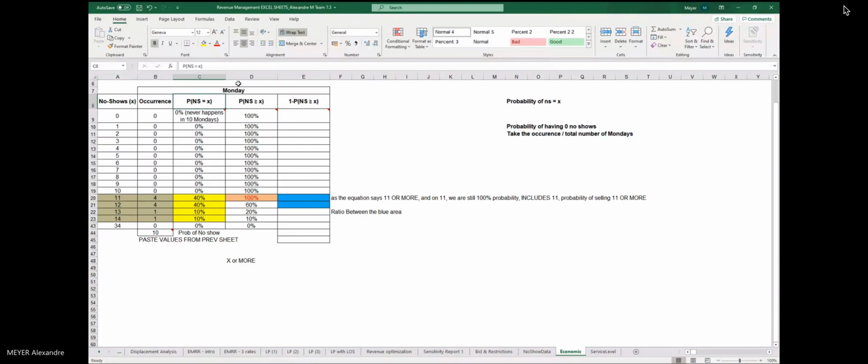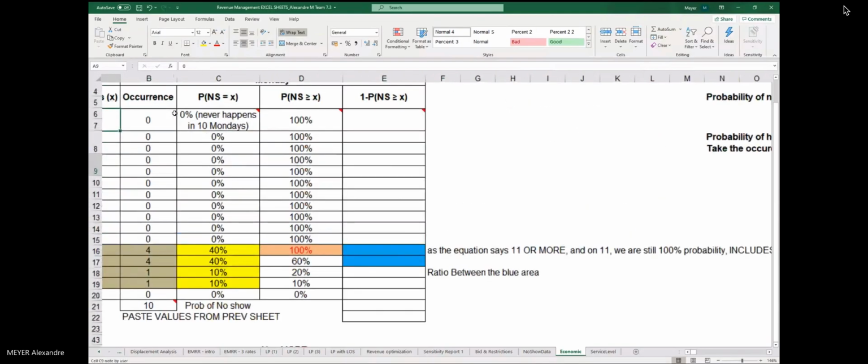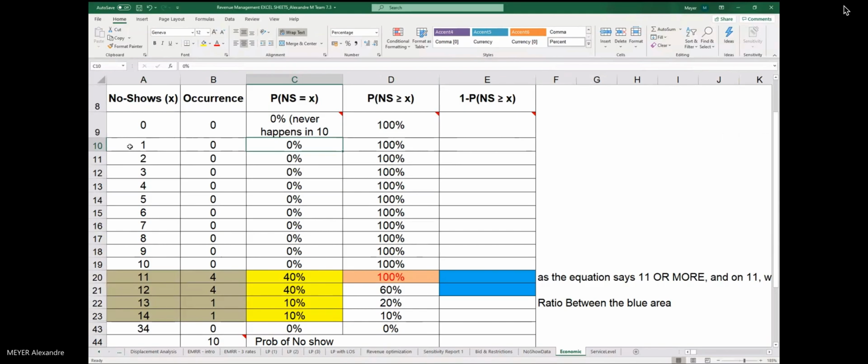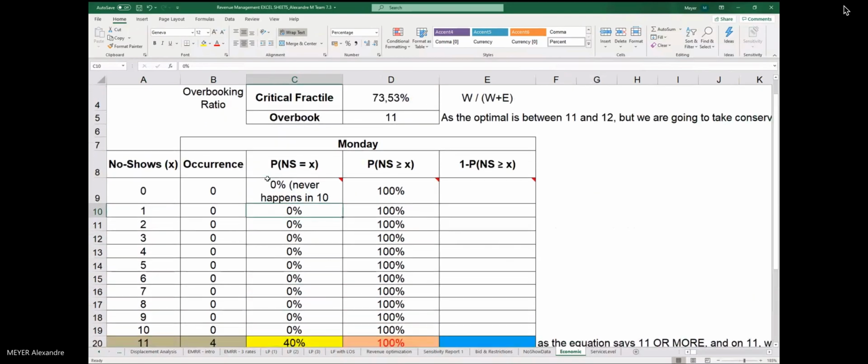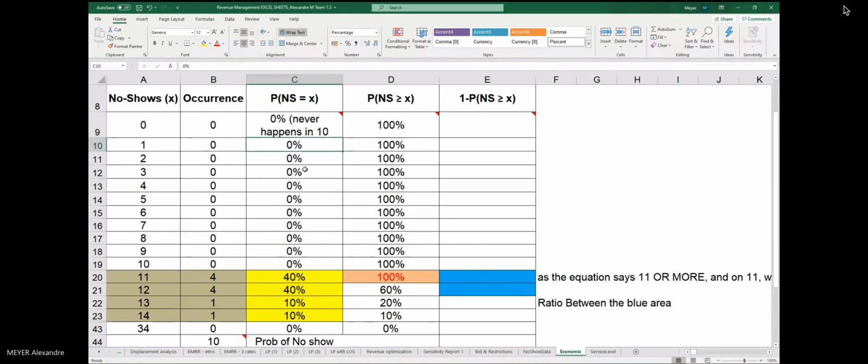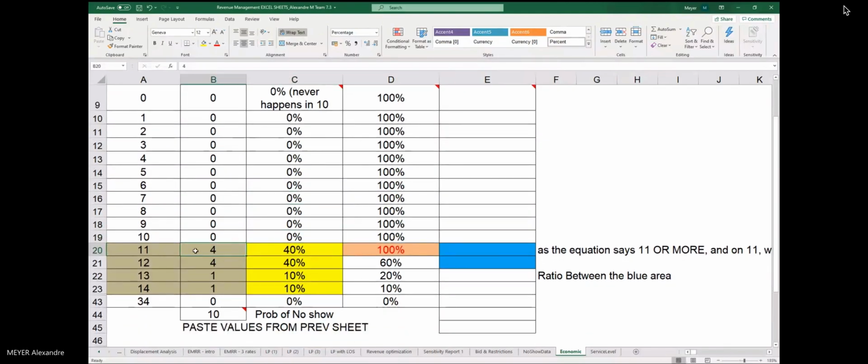This P(X = x) is essentially saying: what is the probability that my no-show is equal to this value? You can see here that the probability of one no-show is 0, because there hasn't been one case in the last 10 weeks of data. There's not been one case in 10 weeks where there has been one no-show on a Monday. Therefore, the probability of one no-show is 0. If you carry on all the way to the bottom, we saw 4 cases where there were 11 no-shows on a Monday.